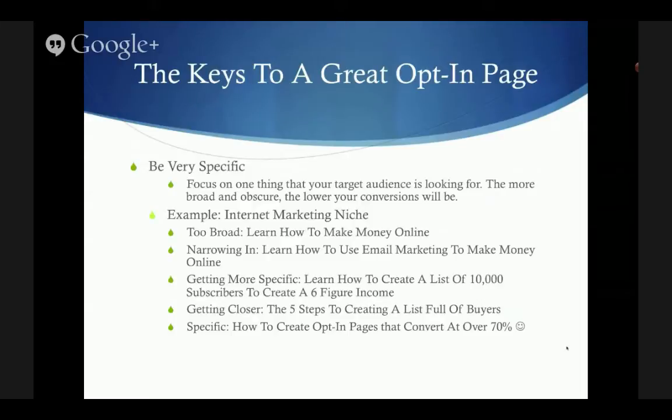And then getting a little bit more narrow, the 5 steps to creating a list full of buyers, because everyone that is selling wants a list full of buyers instead of a list full of people that are very broad and not all over the place. And specific, how to create opt-in pages that converted over 70%. 73% is the exact one. So very, very specific, only focused in on one part of the business. So the more you can be specific, the better your conversions will be, because it's a no-brainer then.